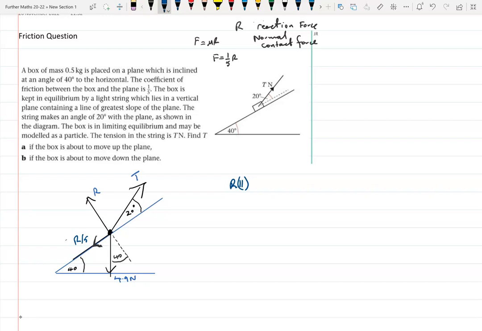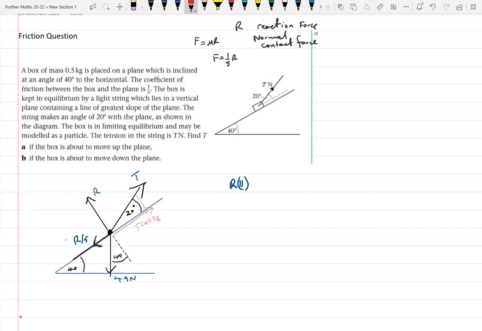Okay, so resolving parallel. The one thing that's not going to come into it is the R, because that's perpendicular to it. So we've got a component of T. That will have a component going up the plane. Now we just have to decide whether that's T cos 20 or T sine 20. Well, it's T cos 20 in this case, because it's next to the 20-degree angle I've marked on the diagram.